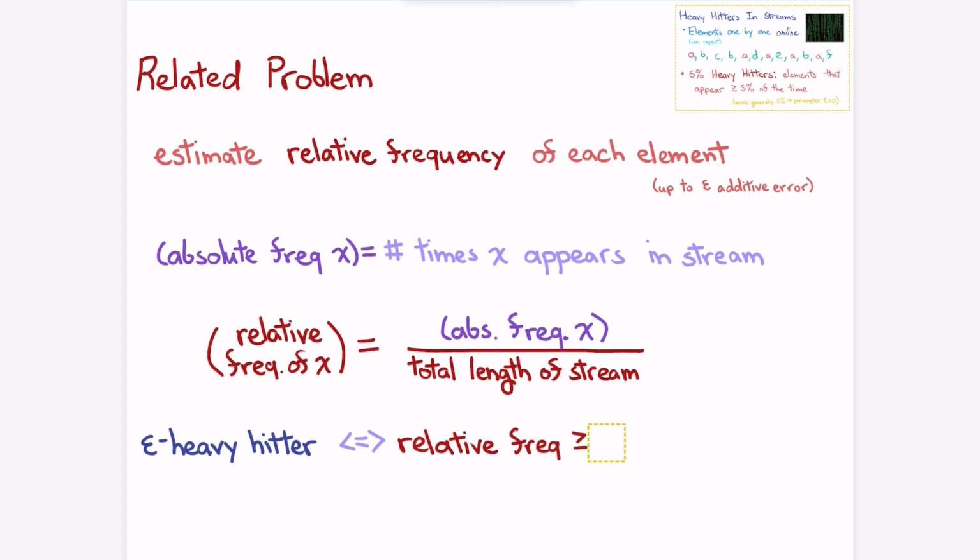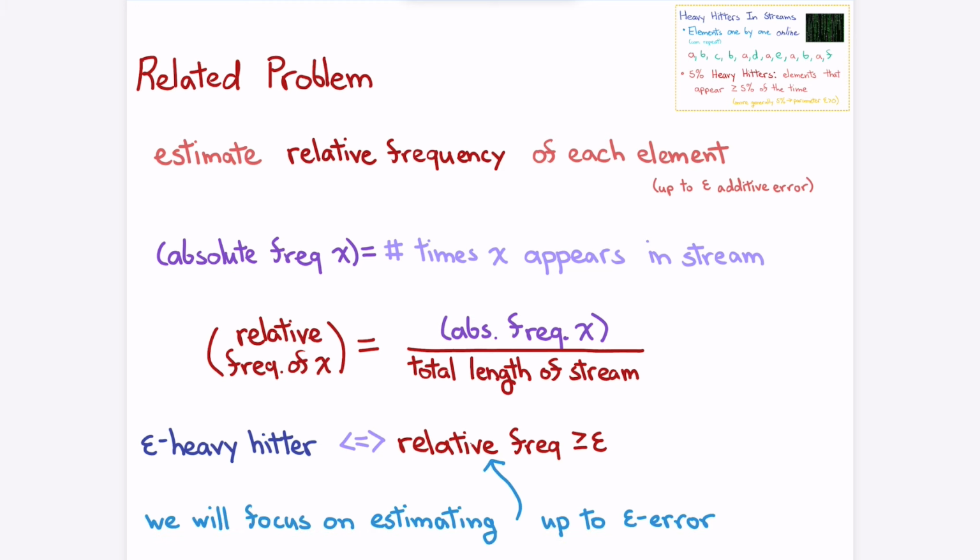So an epsilon heavy hitter corresponds to a relative frequency of epsilon. Okay, so if you can identify all the elements with relative frequency epsilon, you're good. And if you can estimate all the frequencies up to say plus or minus 0.1 epsilon, then you're going to roughly be able to identify the heavy hitters. Okay, because you'll identify everything that's at least like 0.9 epsilon or something. So we're going to try to focus today on just estimating the relative frequency up to epsilon error.